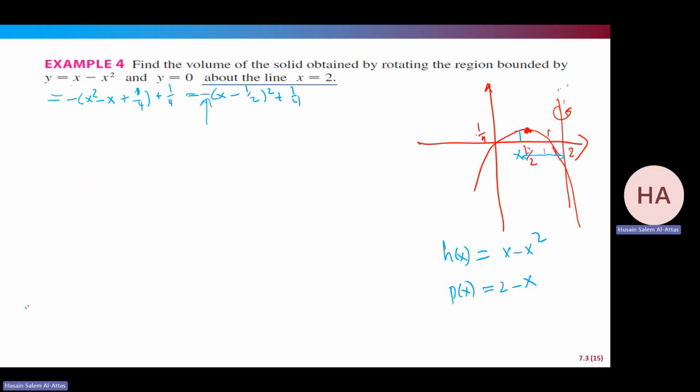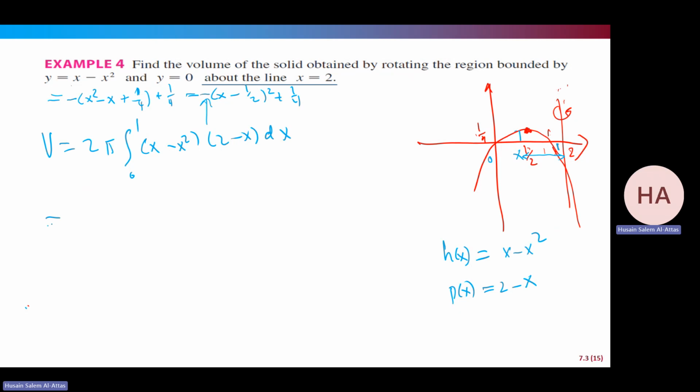And they have the limits from where to where? From 0 to 1. So the volume will be 2 pi from 0 to 1, h of x times 2 minus x dx.